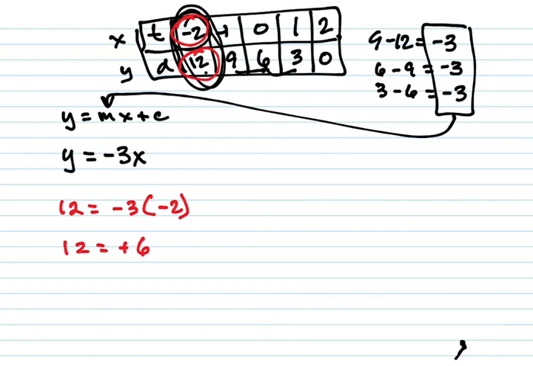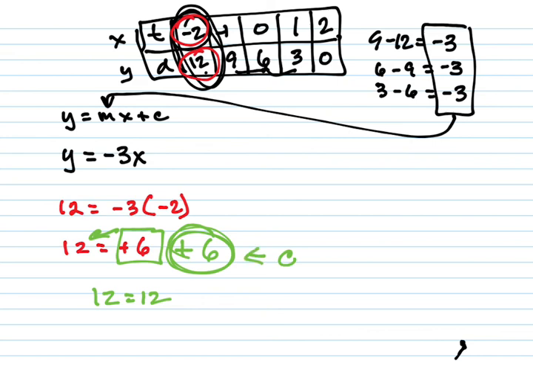So I need to see what can I do to this positive 6 to turn it into a 12. We're going to add or subtract. What can I add or subtract? Add 6. I can add another 6. Okay? And then I get 12 equals 12. So that tells me that I need a c of positive 6.